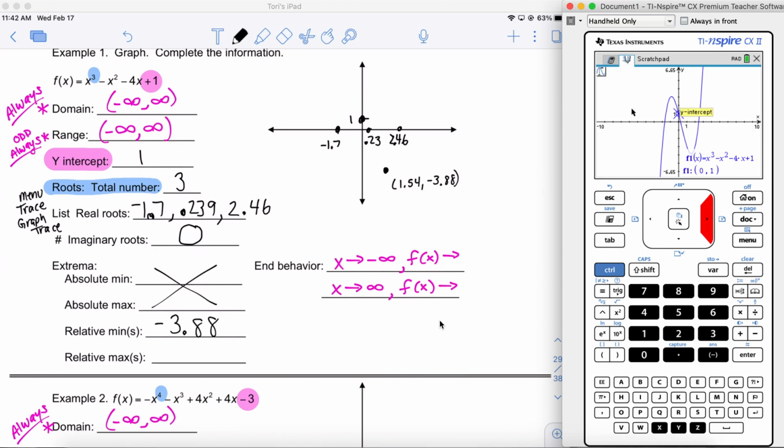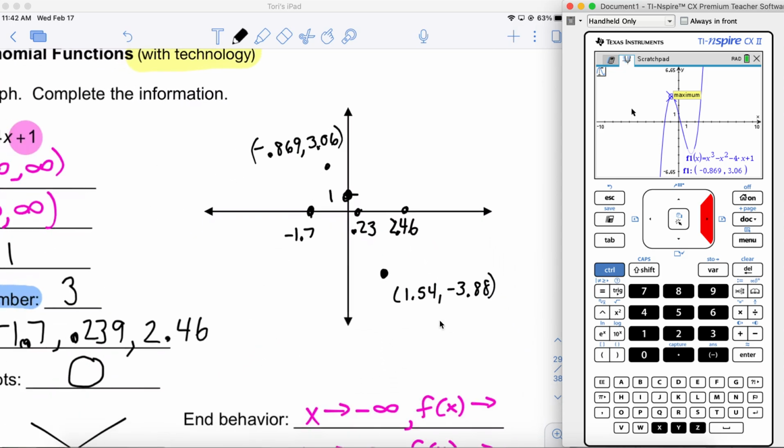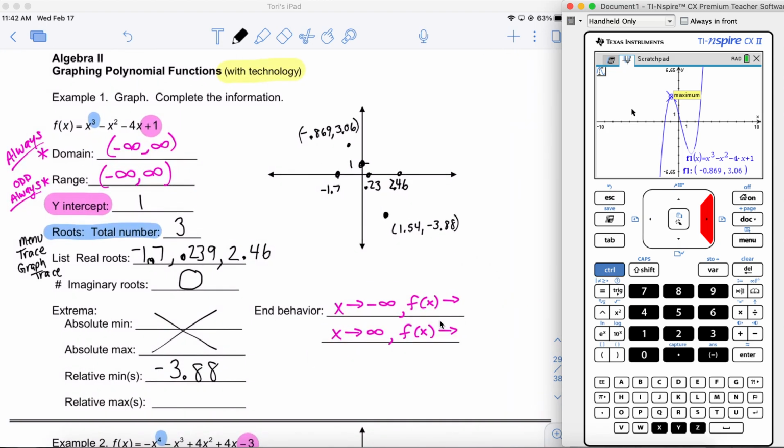I'm going to do the same thing for the max. So if I keep clicking up, relative max is going to hit, he should hit right there. Yep. So I'm going to label the point, negative 0.869 comma 3.06. But I only put the y number when I'm labeling it on my line, so 3.06.